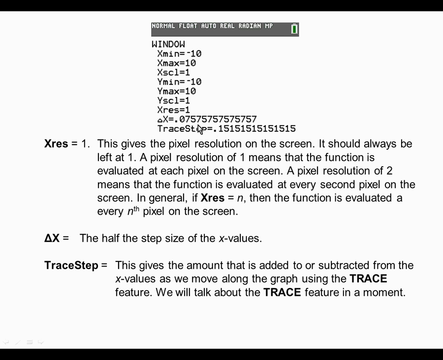Okay, if you actually look at those two, you may have to take out your calculator itself to verify this. This value is half of that value. Or another way of looking at it, multiply that value by 2 and you get the trace step. But again, these 3 settings should be left alone.